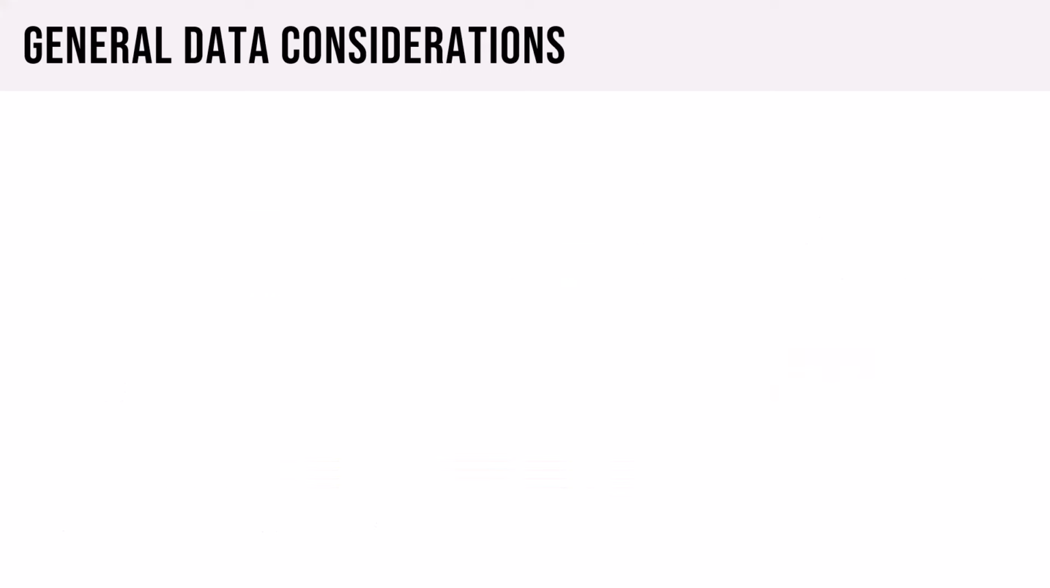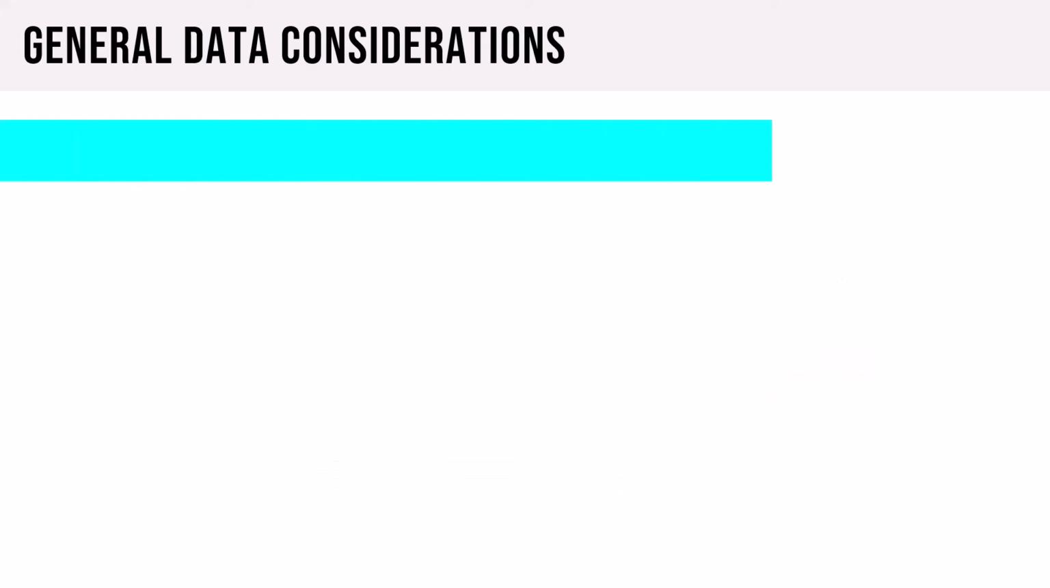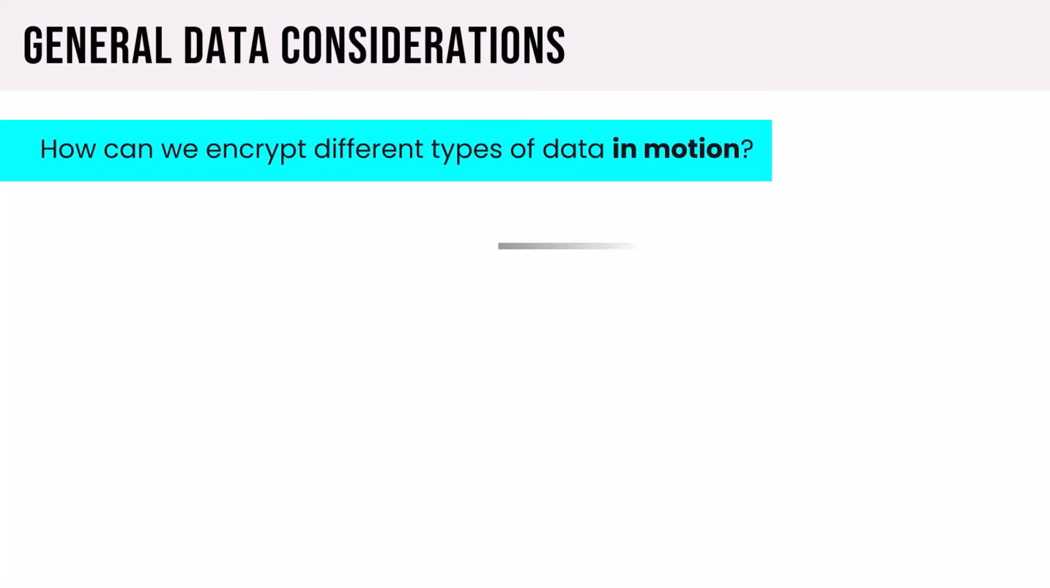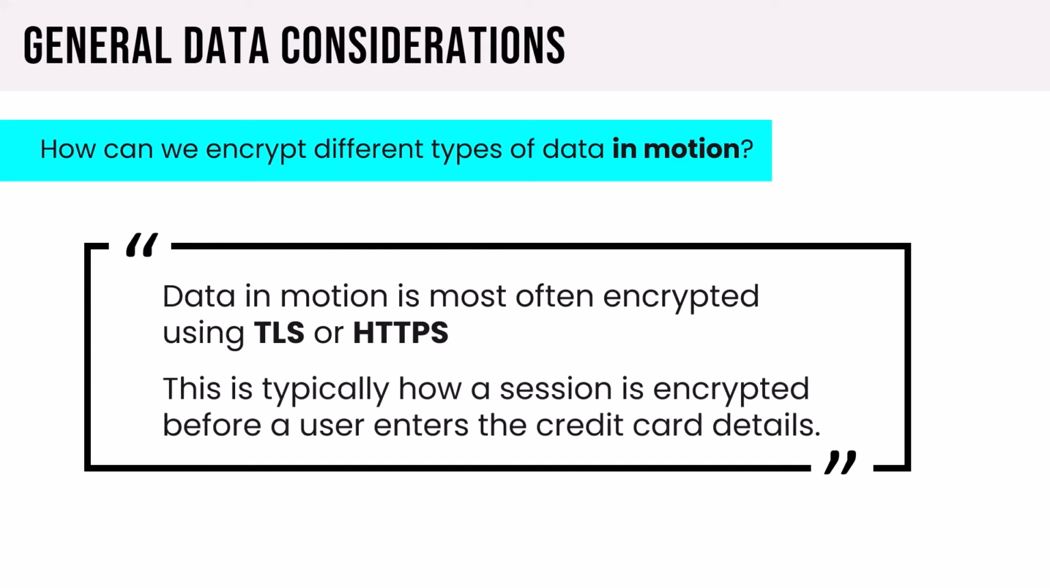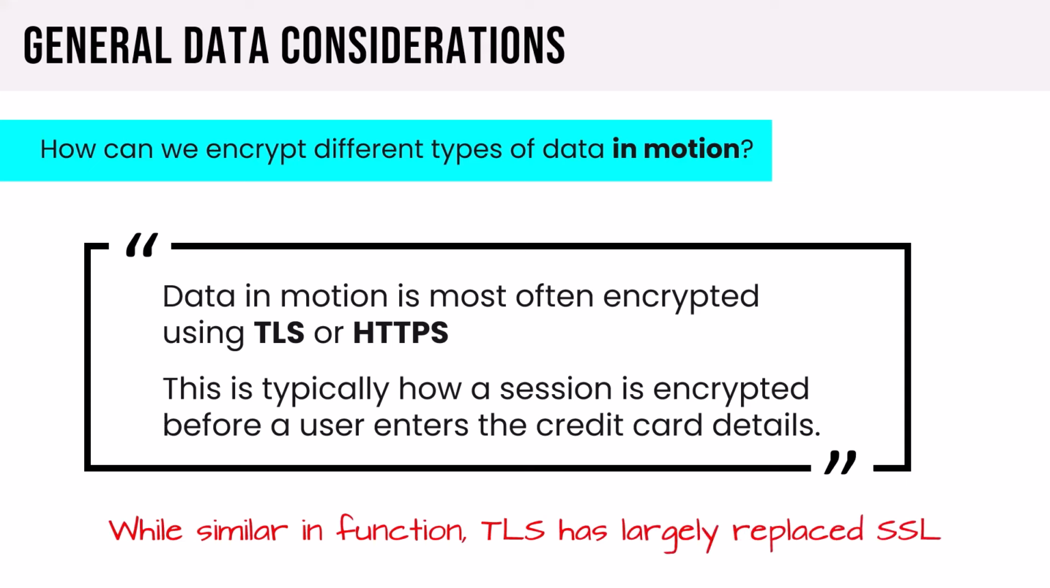You should also be familiar with encrypting data in motion. So data in motion is most often encrypted using TLS or secure HTTP. This is typically how a session is encrypted before a user enters credit card details, for example. And while you may hear SSL referenced when we're talking about encrypting traffic on the network, it's similar in function, but TLS, Transport Layer Security, has replaced SSL at this point.